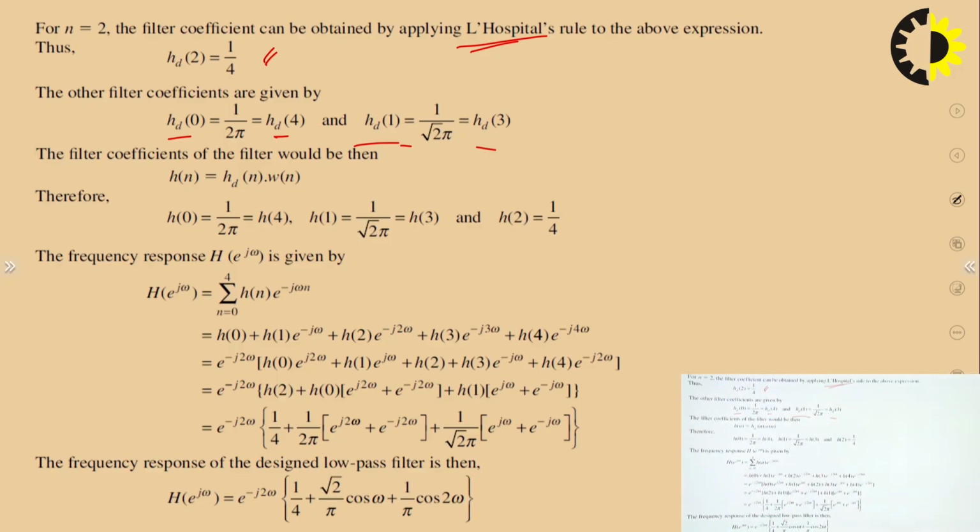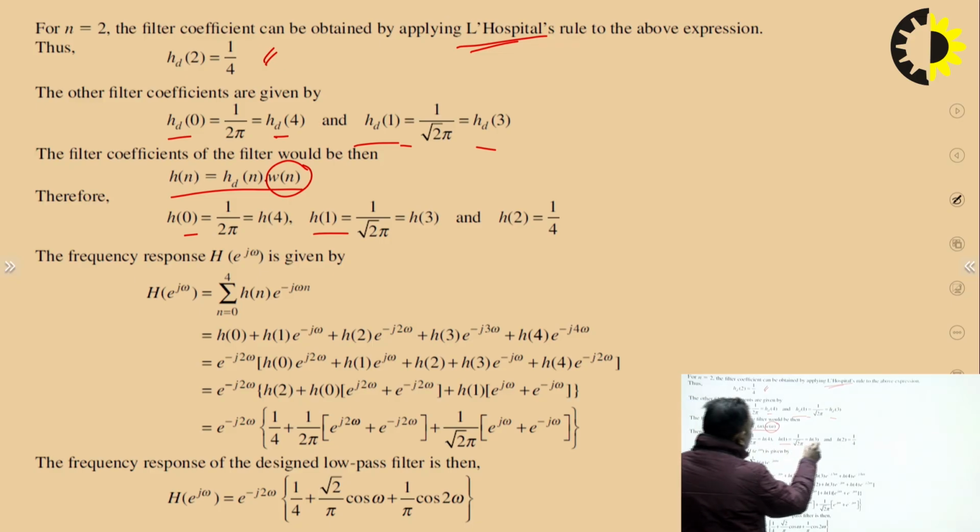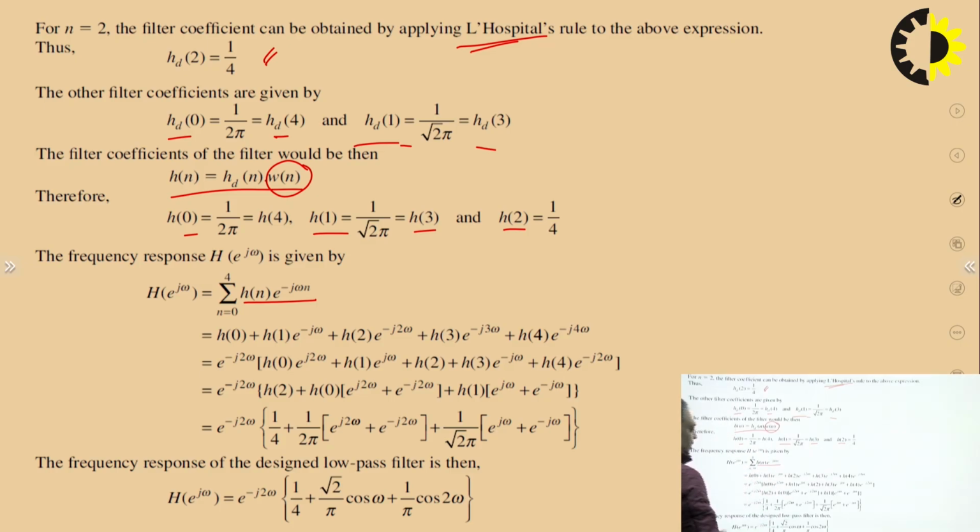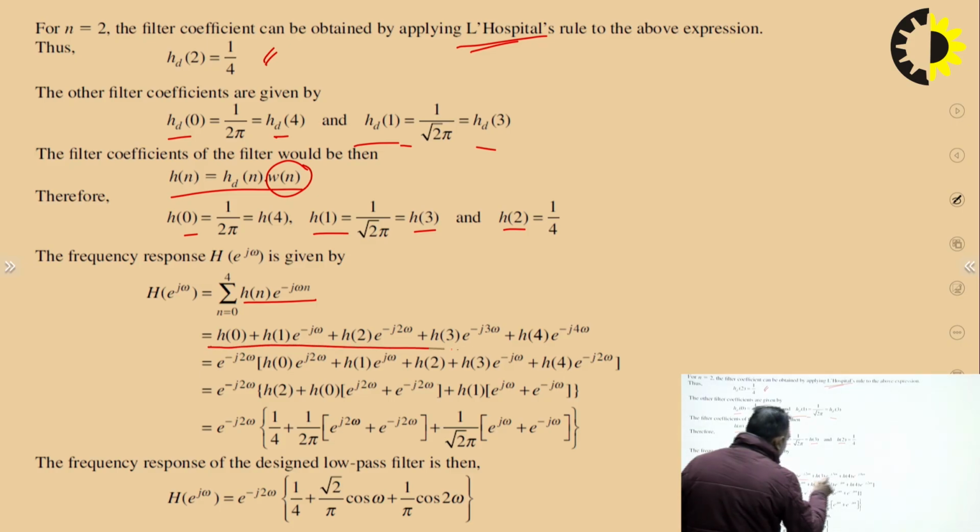Now we will multiply it by the window function, so it will become hd[n] into w[n]. In the case of the rectangular window function, all the coefficient values are 1, so we have the similar values of h[n] which we obtained for hd[n]. Now we calculate the frequency response. Frequency response is simply the sum of h[n] e to the power minus j omega n, for n equals 0 to 4. Then you will expand it.